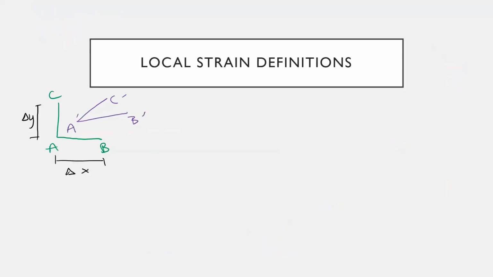Okay, so we're going to derive our local strain definitions. So I have this little material element. It's a 90-degree corner labeled CAB. And then I've displaced this body, so this object has deformed so that it now creates this angle ACB, which once again is grossly over dramatized. So those are small changes of angle. Okay, so we can start by calculating the normal strain.